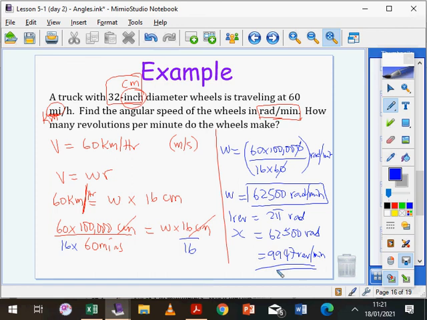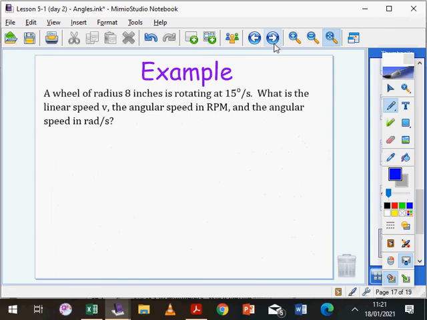All right, the next example was kind of similar. A wheel of radius 8 inches. Remember, to me these are centimeters. Rotating at 15 degrees per second. What is its linear speed v, the angular speed in RPM and the angular speed in radians per second?